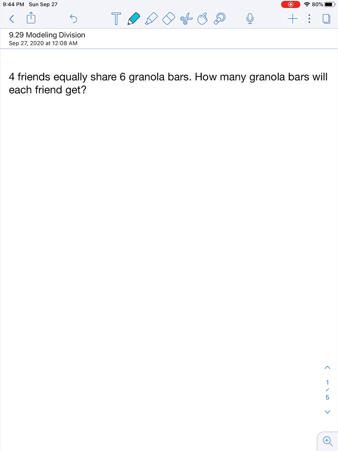Hi mathematicians, today we are going to be talking about remainders with division. So let's go ahead and get started. In order for me to show you what that means, 4 friends equally share 6 granola bars. How many granola bars will each friend get?